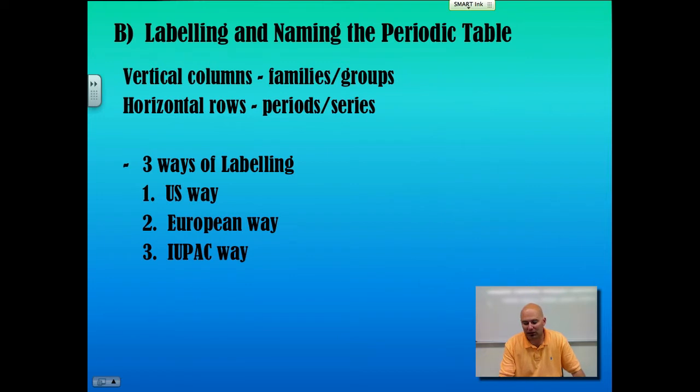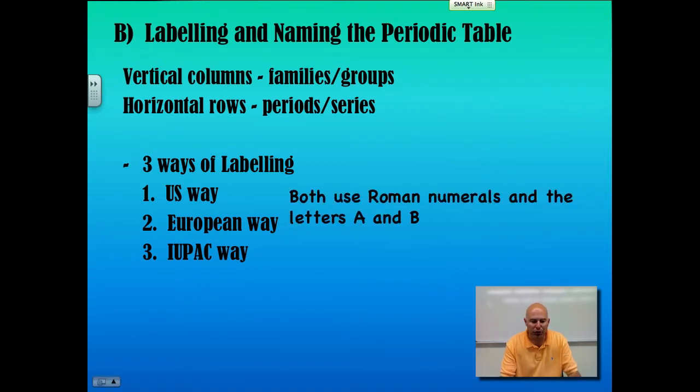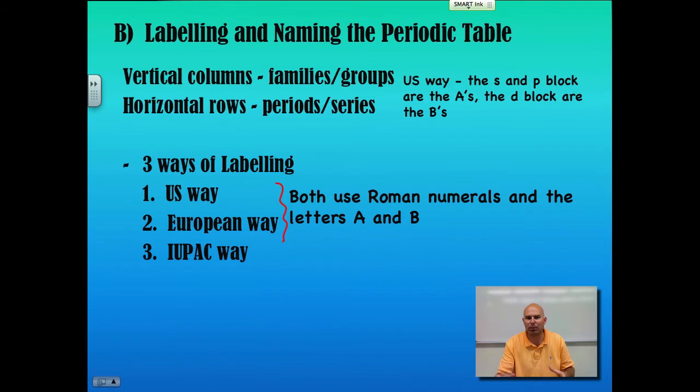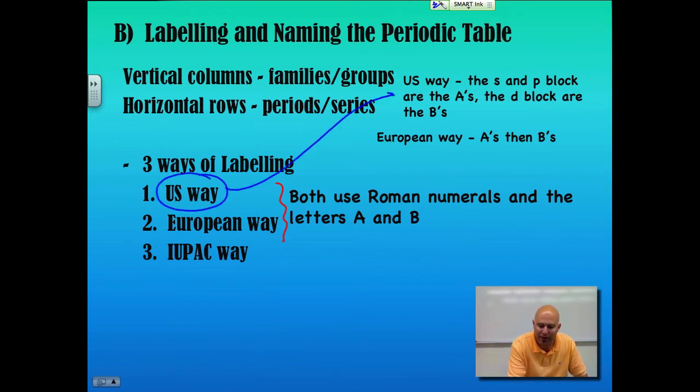So the US way, let's describe a little bit more about this. Both the US and European way use Roman numerals and the letters A and B to label the vertical columns. Roman numerals and the letters A and B. In the US way, the S and P block are the A's and the D block, the transition metals, are the B's. The European way is a little different, simply A's, then B's. So if we go US way, S and P block are the A's, the D block are the B's. The European way, the A's and then B's. But they still both use Roman numerals.